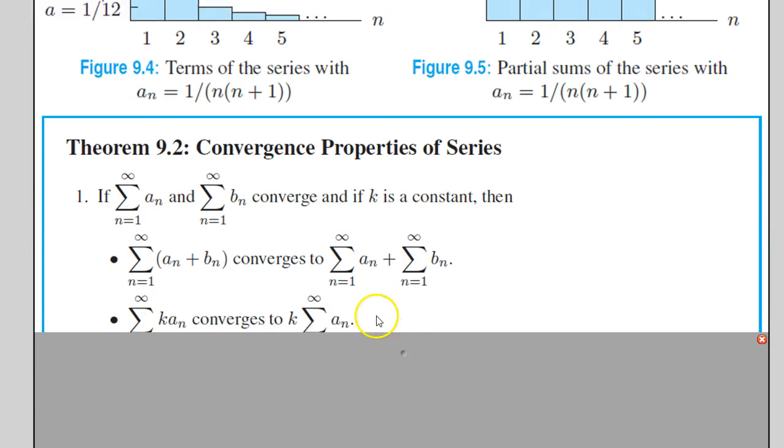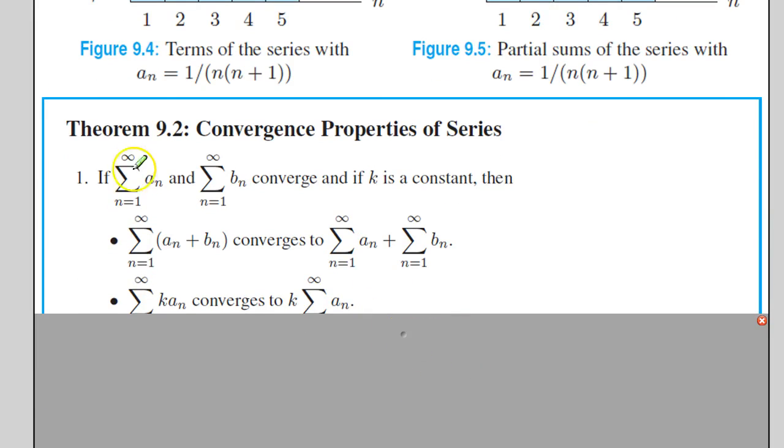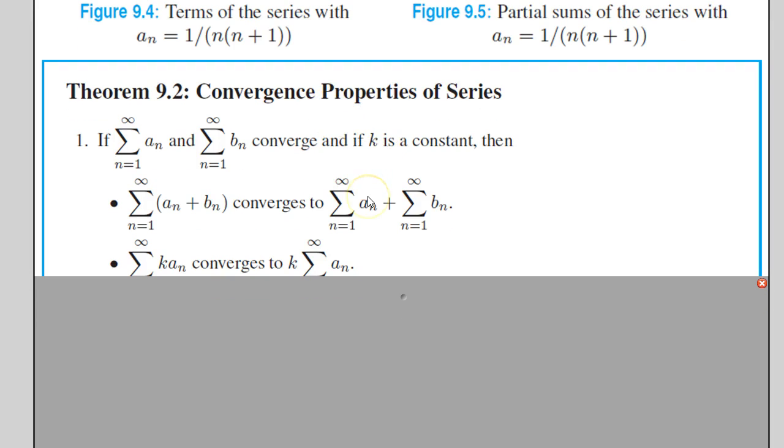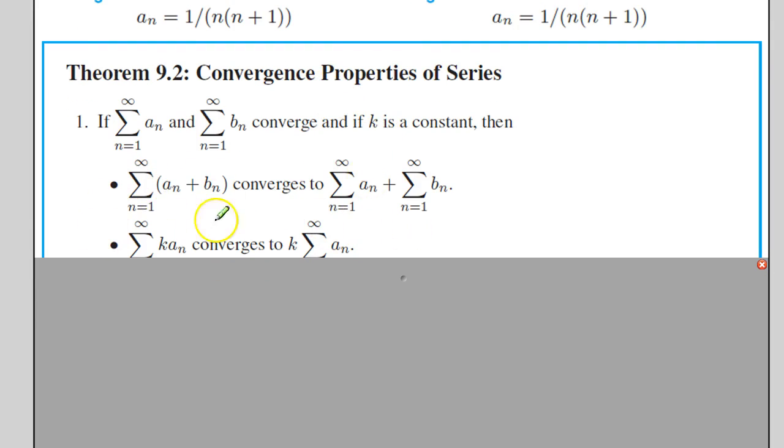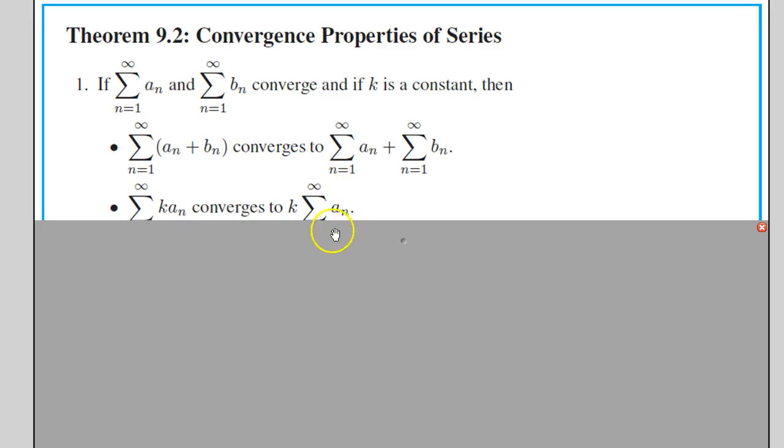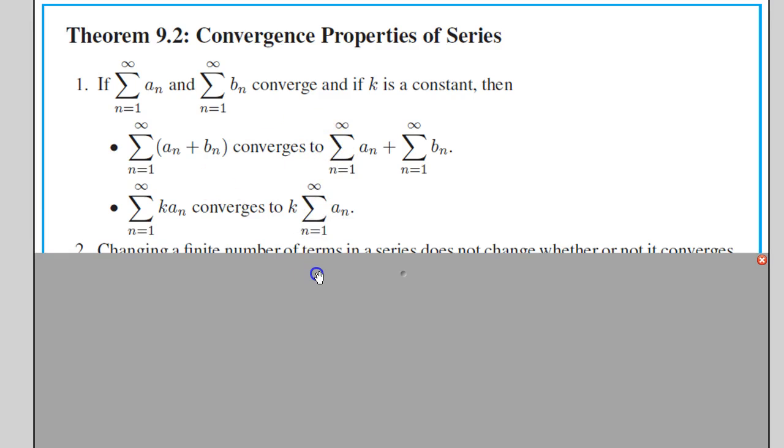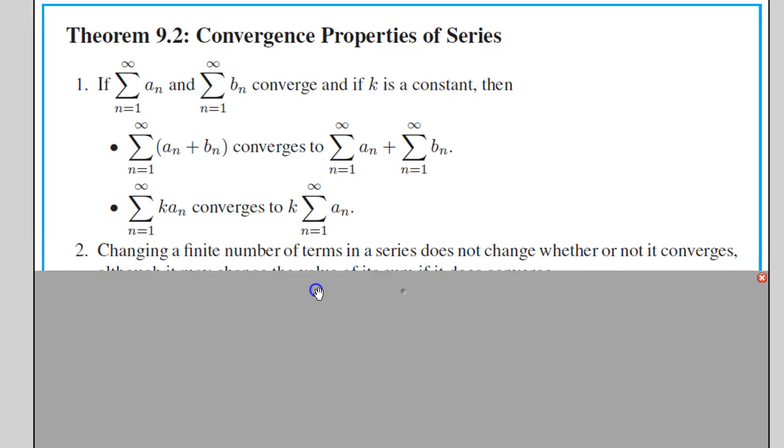There are a few properties of series that we should be aware of. If I have two converging series, A and B, and let k be a constant, then I know several things. First of all, we proved this in a video. The sum of the series is also converging, and it converges to the sum of the convergent series. And the scalar multiple of a converging series also converges.